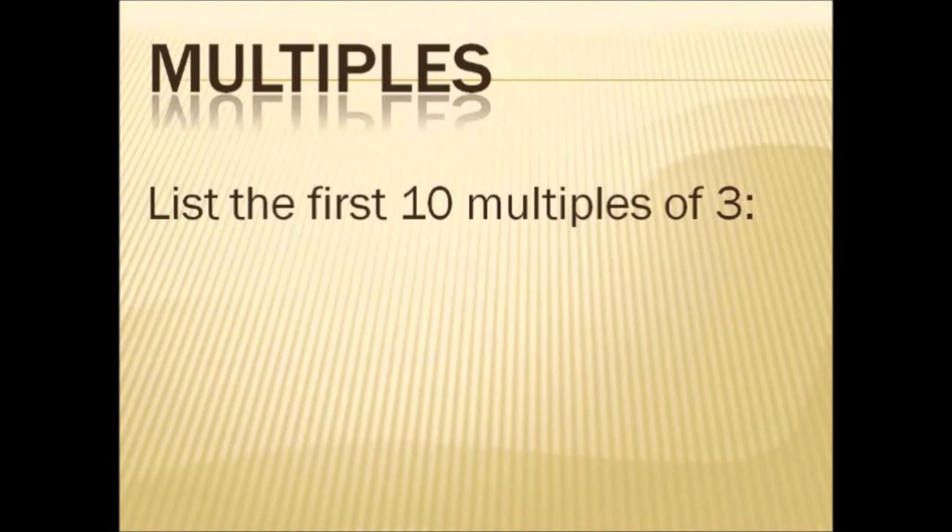Let's list the first 10 multiples of 3. Remember what I said earlier, once you can count in 3s, then you would know the multiples of 3. We just want the first 10. See if you can do it quickly before the answer shows up. Remember, the first multiple of 3 is what? Yes, the first multiple of 3 is 3. So let's see if your answers are the same as this.